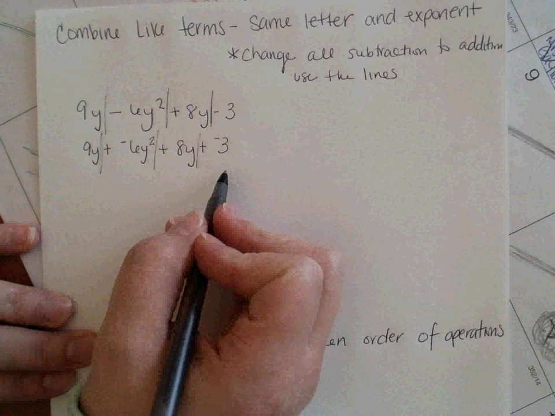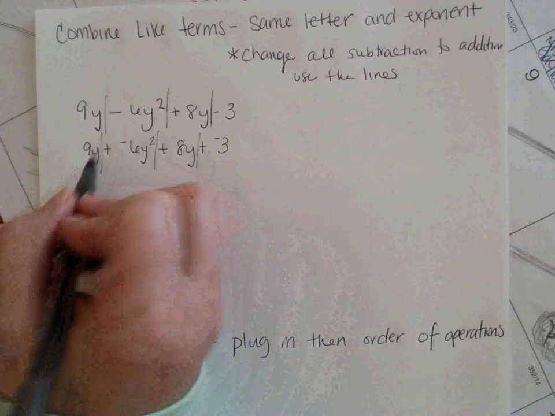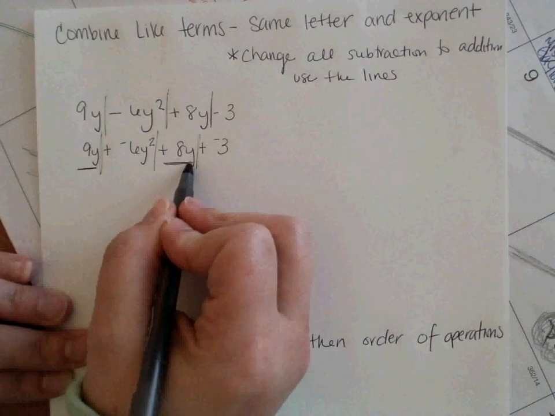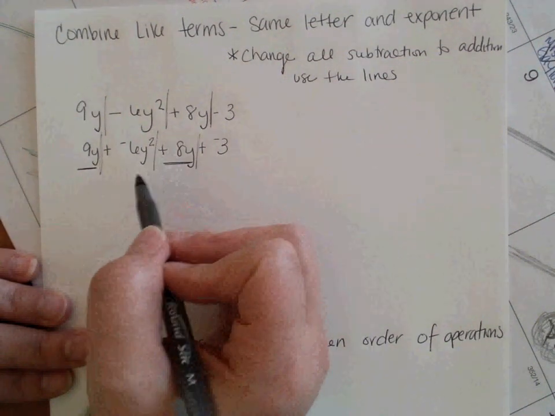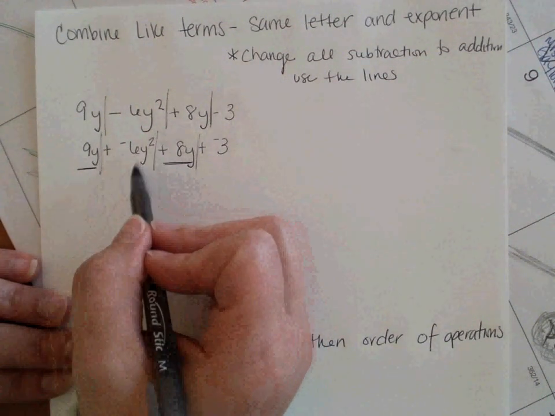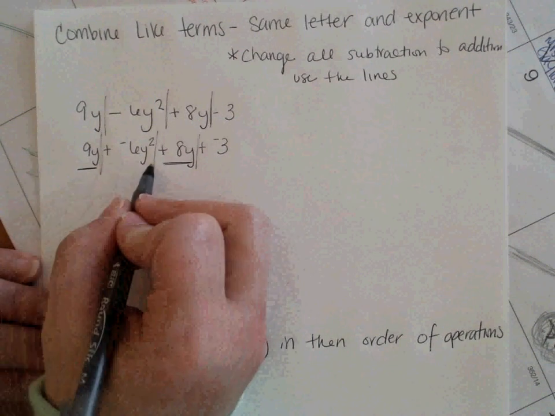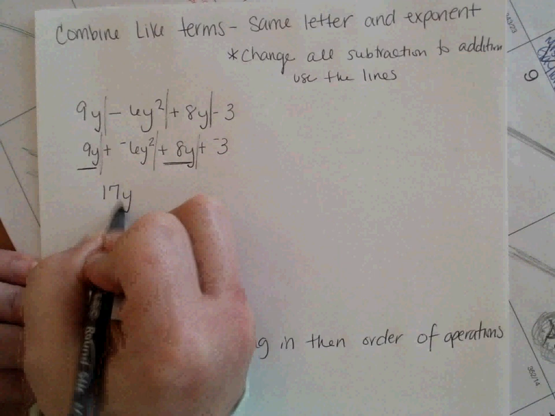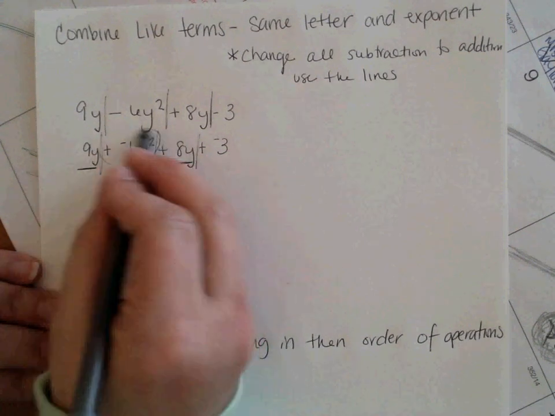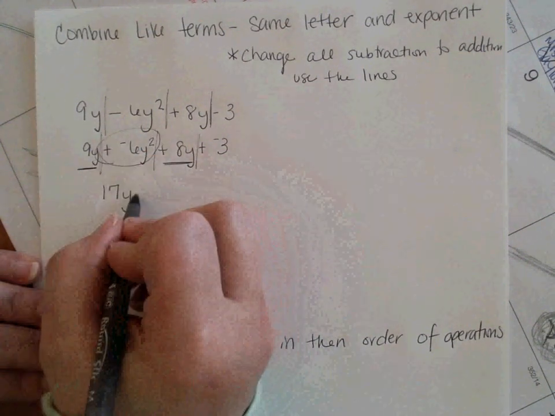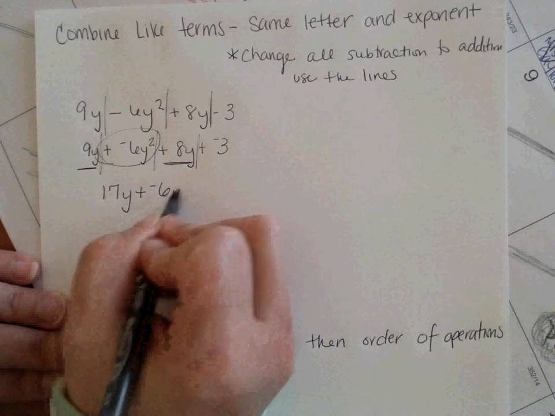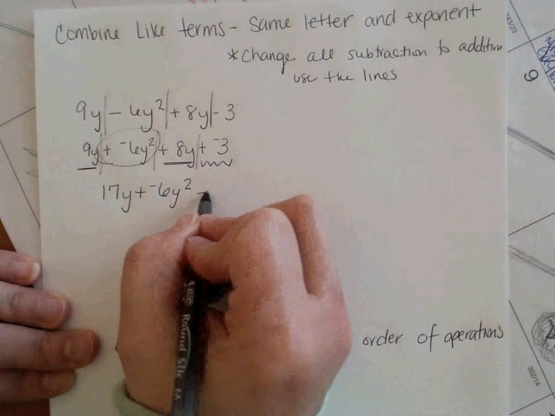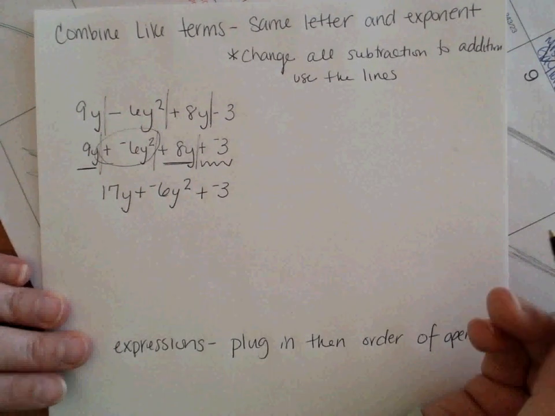I always go from left to right, so I have a 9y, and I can only combine it with my 8y because this has a y squared. I can't put a y with a y squared. So 9y plus 8y gives me 17y. I have nothing that can go with my y squared, so I'm just going to bring it down, plus negative 6y squared. I have no other plain numbers, so I'm going to bring that down, plus negative 3.